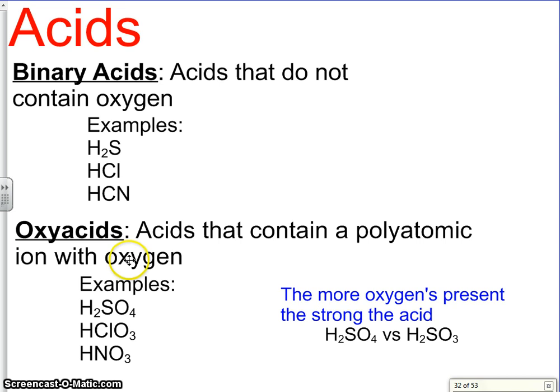Oxyacids do contain oxygen, and specifically they contain a polyatomic ion with oxygen in it, so like H2SO4, HClO3, HNO3, and of course you have two different types of sulfur, SO4 and SO3, that you have to keep track of. And don't worry about the more oxygens, the stronger the acid. That will come in a later chapter.